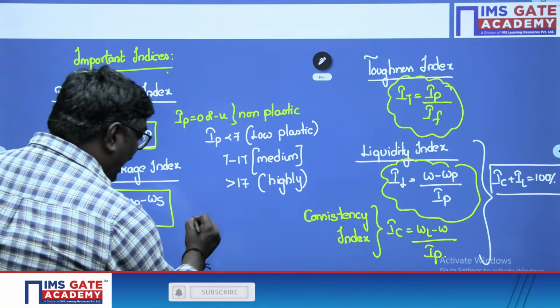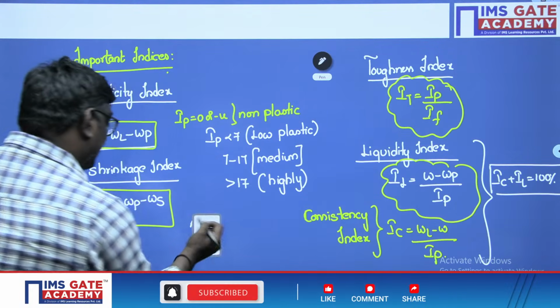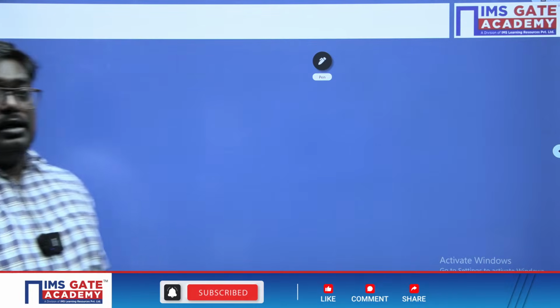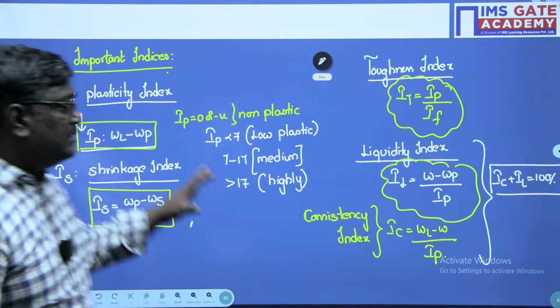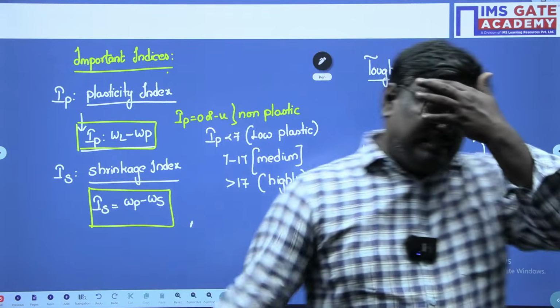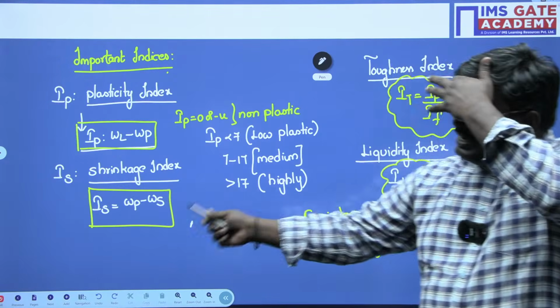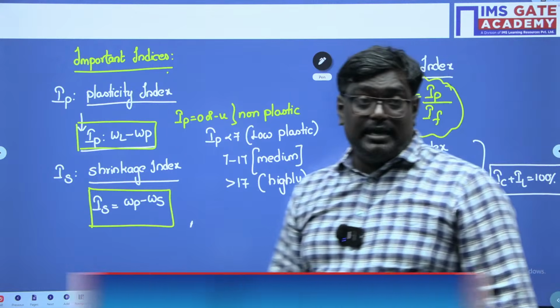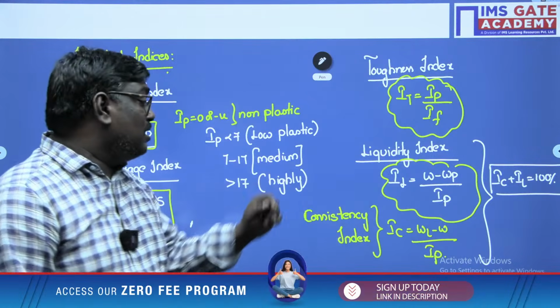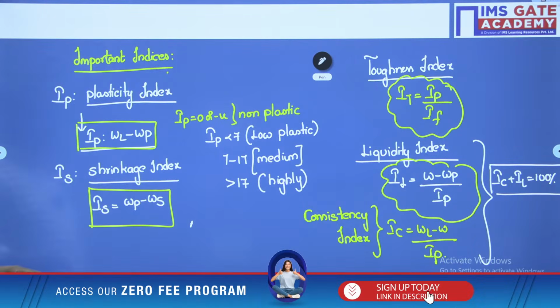We also have the activity ratio, which we'll be discussing in a later part. If you have any doubts in these indices, these are the important ones: plasticity index, shrinkage index, toughness index, liquidity index, and also consistency index.